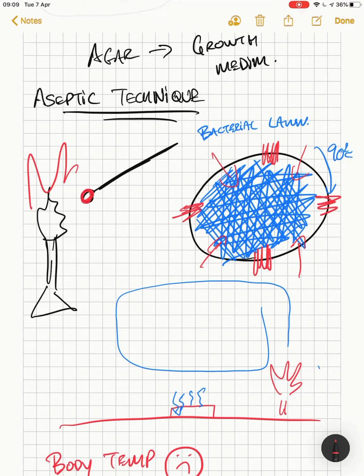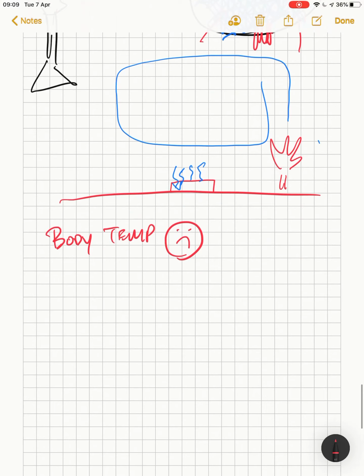Things that could do us harm, students harm, would be growing on the plate. So we do it slightly higher than that to make sure none of those kind of pathogens would be growing. We're doing it in a school lab setting. So we've done all that. That's the aseptic technique.